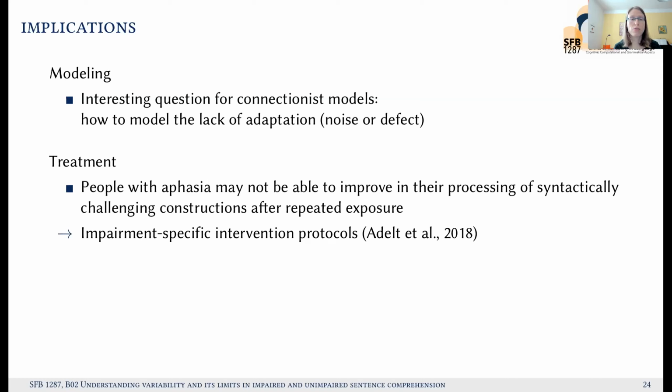And with respect to treatment, it seems that people with aphasia might not be able to improve their sentence processing of syntactically complex sentences just by getting exposed repeatedly to those sentences. At least this was not the case after 4 sessions of exposure to these sentences. And therefore, our results speak more for impairment-specific intervention protocols.